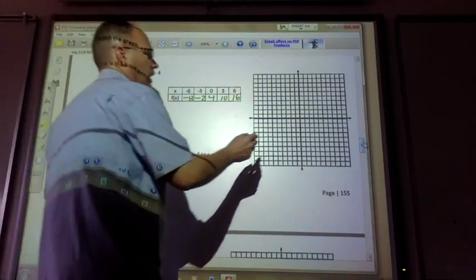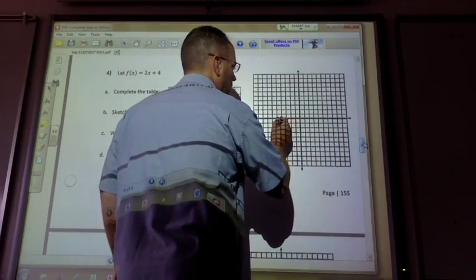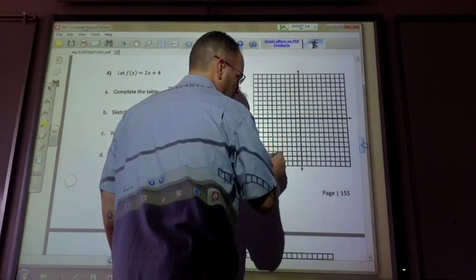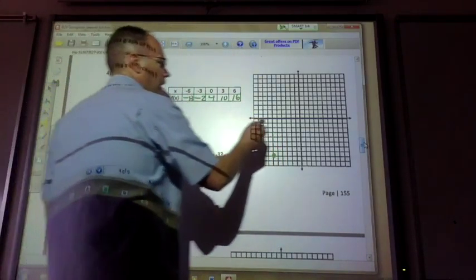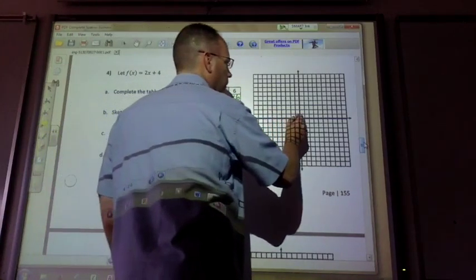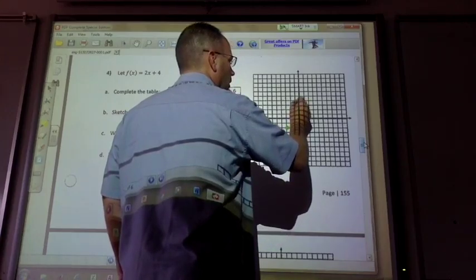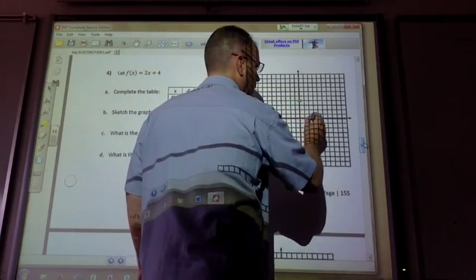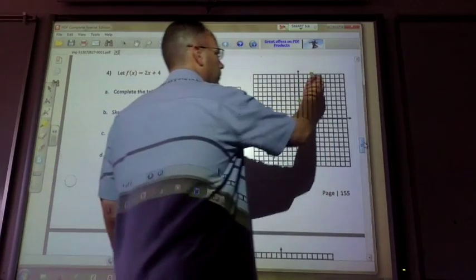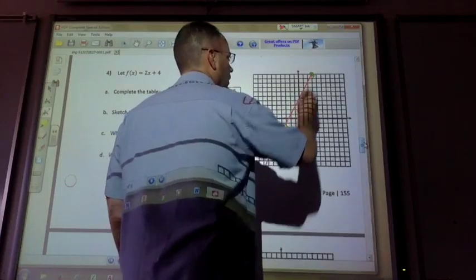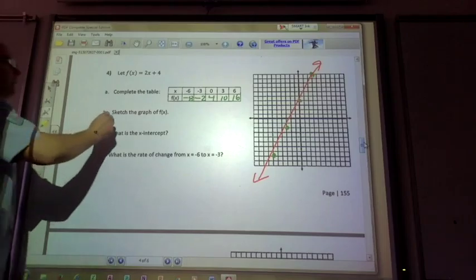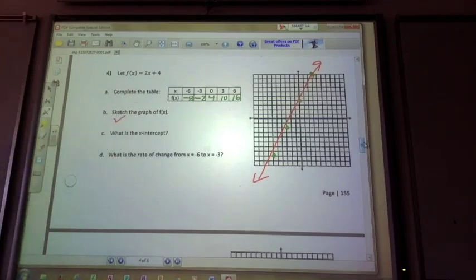So, -6, -8. So 1, 2, 3, 4, 5, 6, and 1, 2, 3, 4, 5, 6, 7, 8. Okay. -3, -2. 0, 4. And I guess 3, 10 would also fit, so 3 and then 10 is all the way up here. Okay. There's our line. It goes through those dots as best we can. Sketch the graph. We did that. That's done. What is the x-intercept?